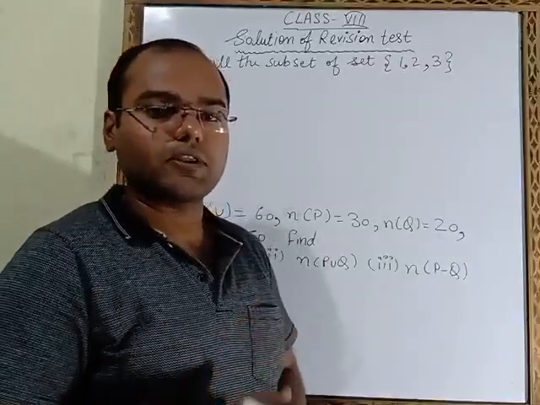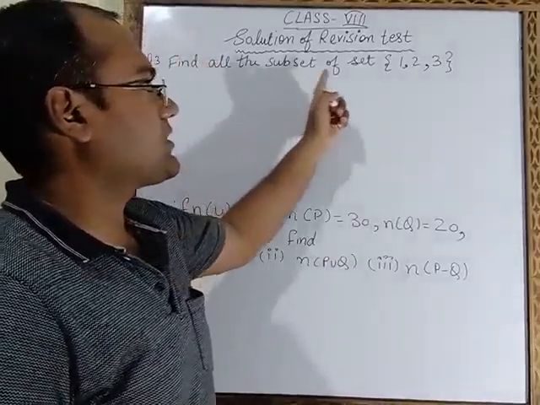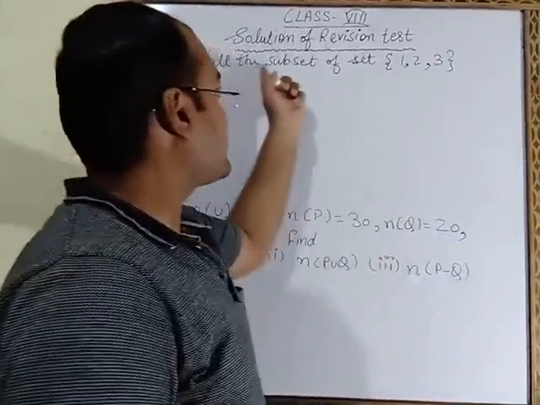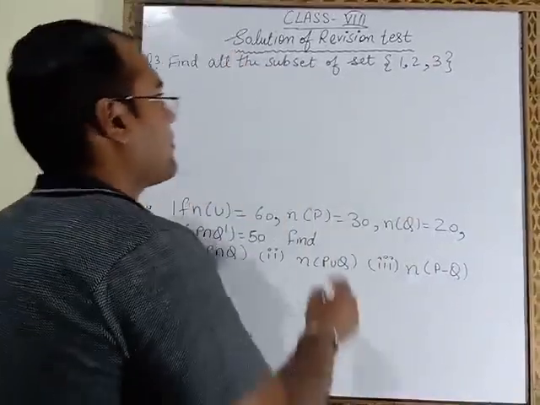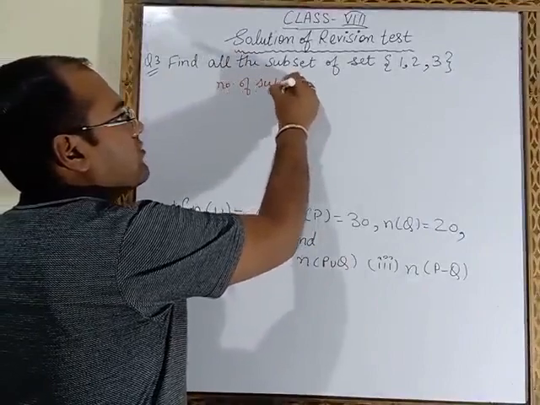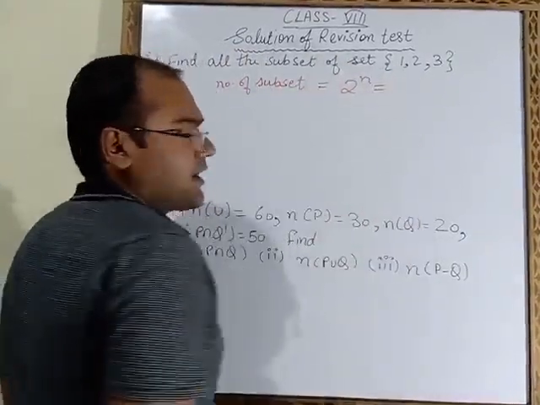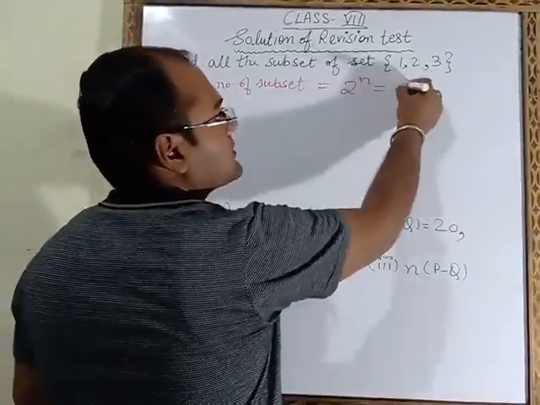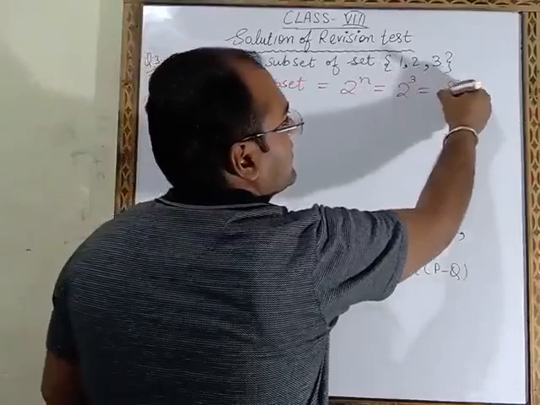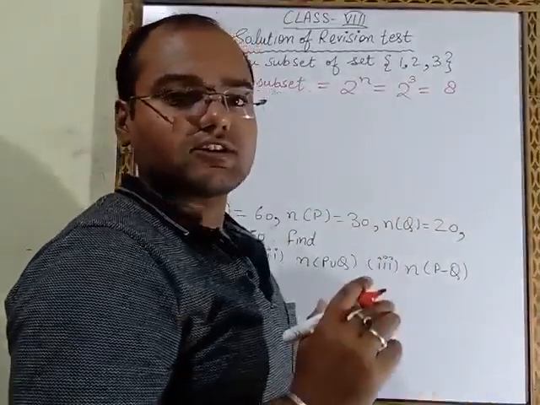Now see question number 3. Question number 3 is: find all the subsets of the set {1, 2, 3}. In order to write the subsets, you have to use one formula. First of all you have to find the number of subsets. In order to find the number of subsets, we have to use the formula 2 power n. n means number of elements. How many elements are there? 1, 2, 3. That means 2 power 3. Final answer of 2 power 3 is 8. That means we have to write 8 subsets.